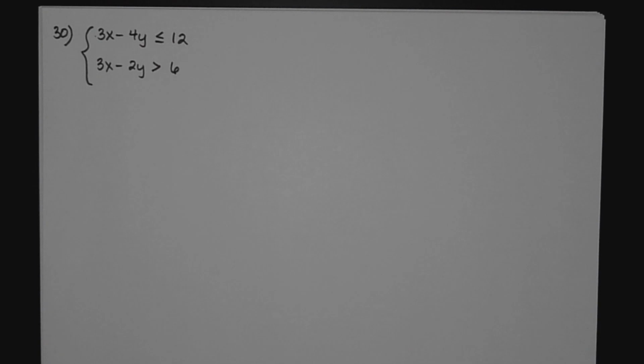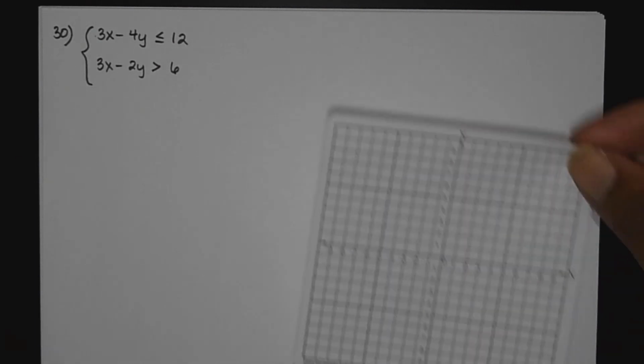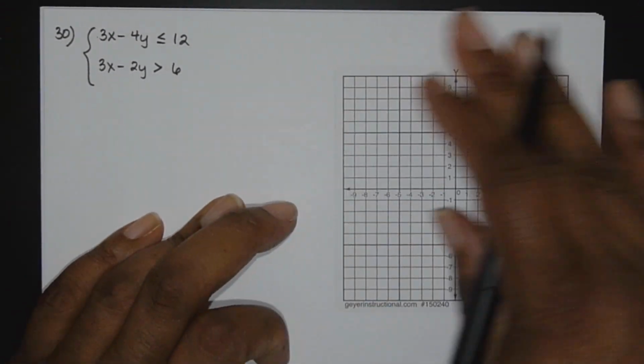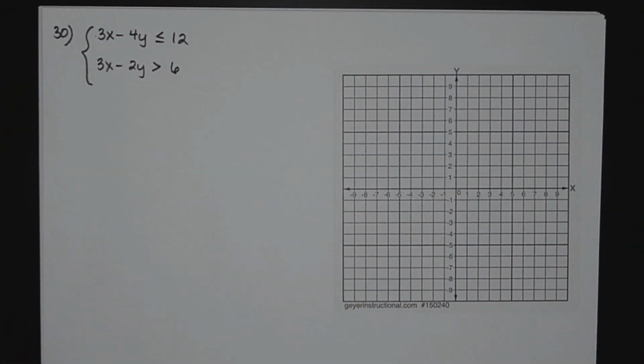Okay, so we're going to graph both of these on the same coordinate plane and find out their intersection. Let's start with the first equation, 3x minus 4y is equal to 12. Is less than or equal to 12.